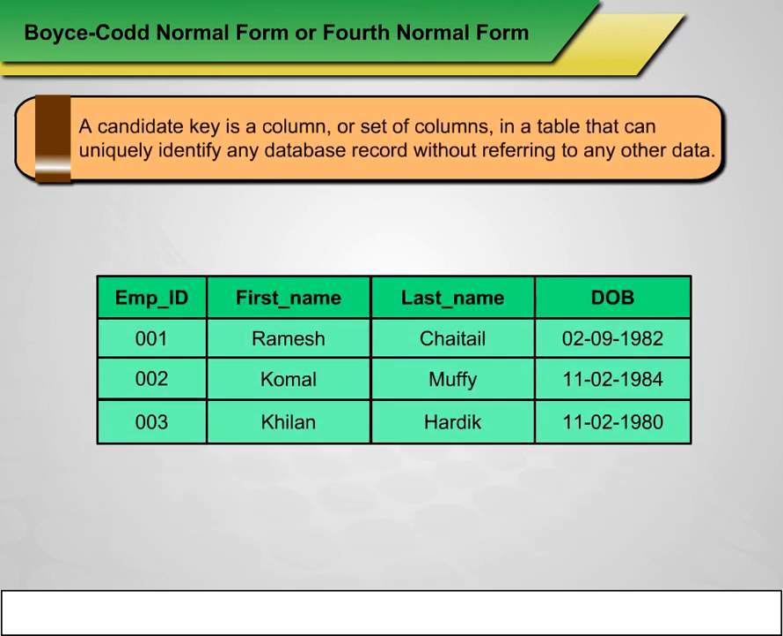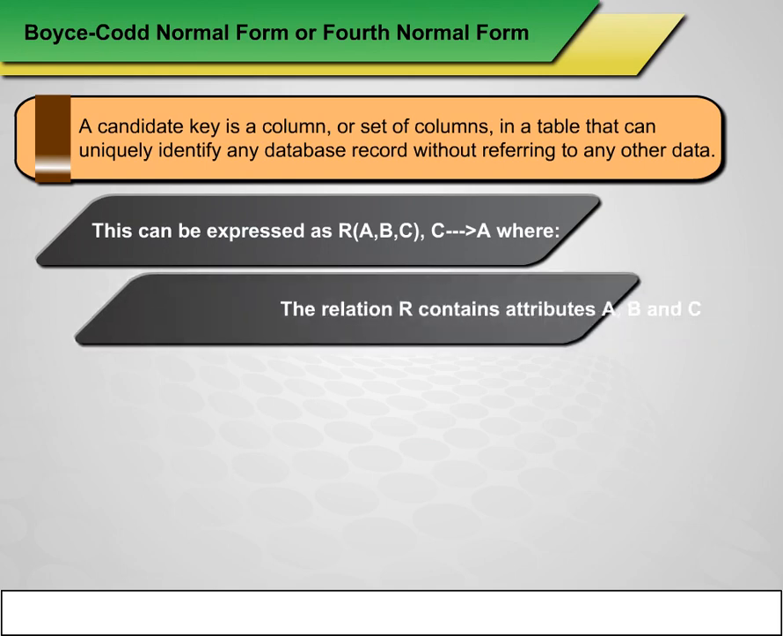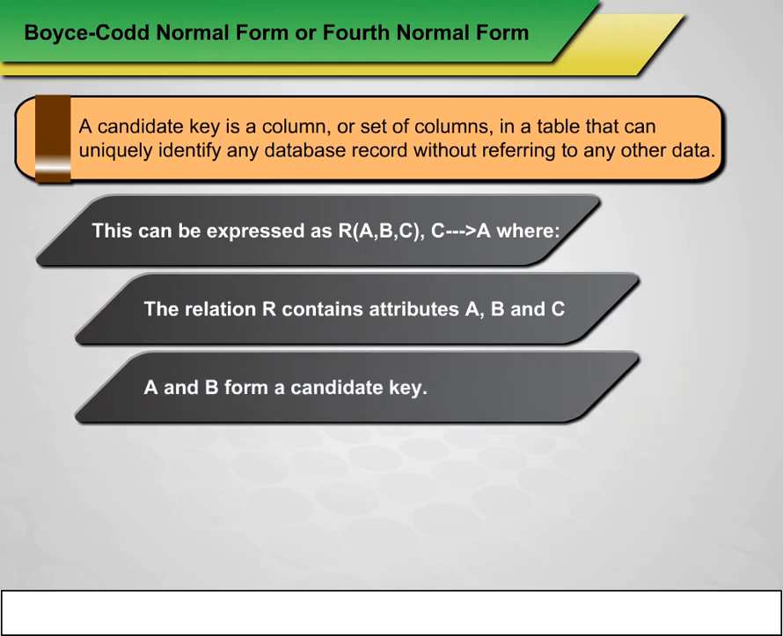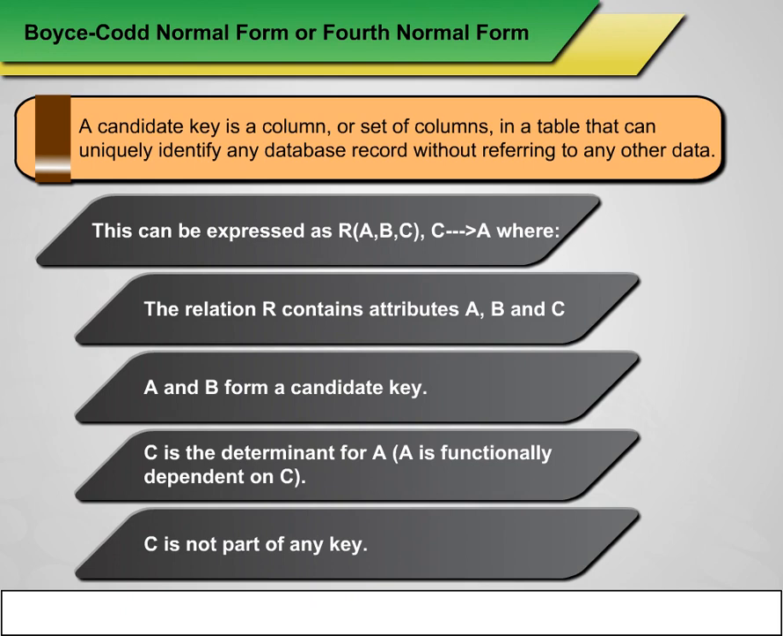A candidate key is a column or set of columns in a table that can uniquely identify any database record without referring to any other data. This can be expressed as R(A, B, C), C → A, where the relation R contains attributes A, B, and C. A and B form a candidate key. C is the determinant for A. A is functionally dependent on C. C is not part of any key.